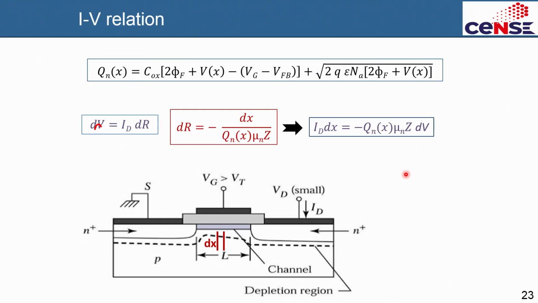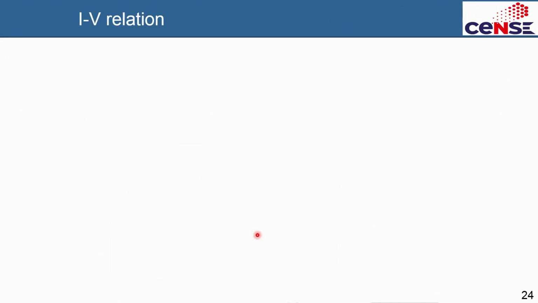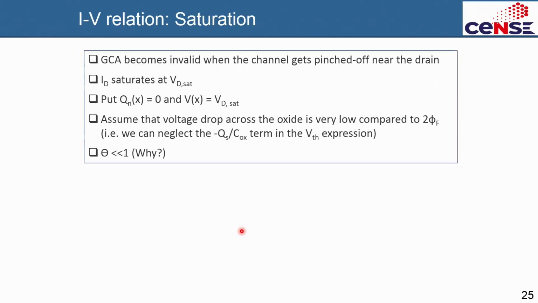So at x equal to L, your mobile electron charge will become 0 when your channel pinches off here. So what you do is you put the mobile electron charge, the inversion charge, as 0 at x equal to L, and at that point you put V equal to Vd sat, where the current saturates.